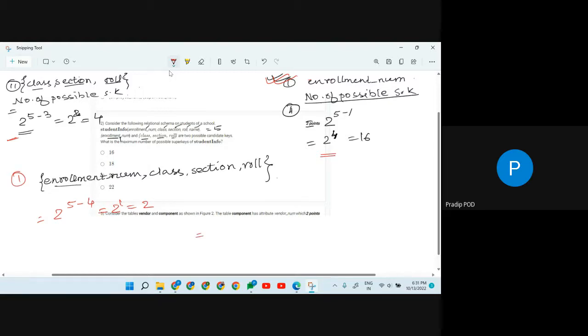How did you get 2 to the power 5 minus the intersection? In this combination, enrollment number, class, section, only one attribute remains. So 2 to the power 5 minus 4, that is exactly 20, and the total is 18. I hope it is clear to everyone.